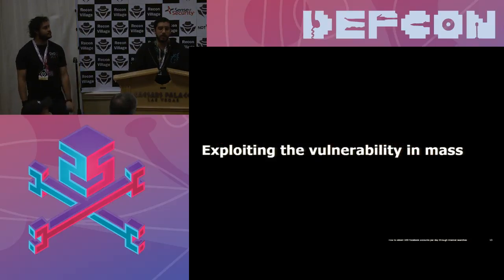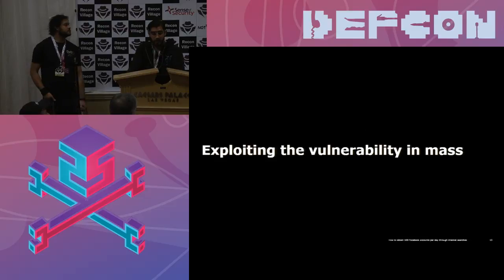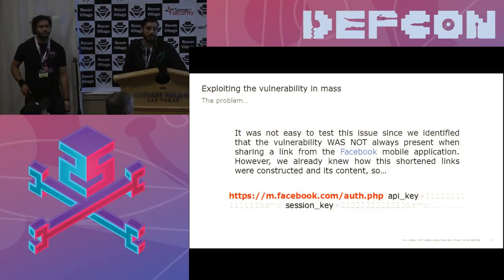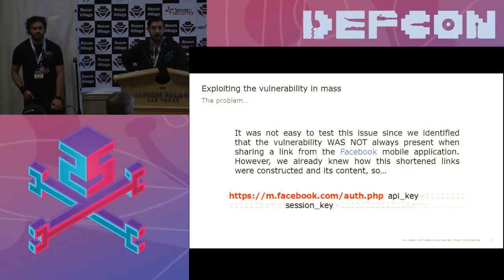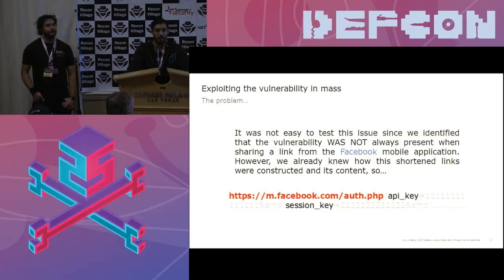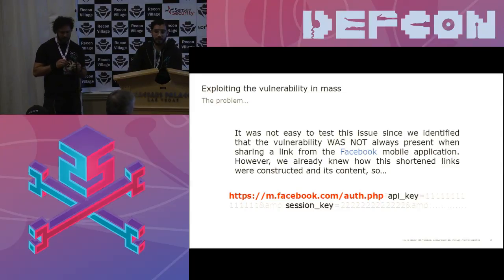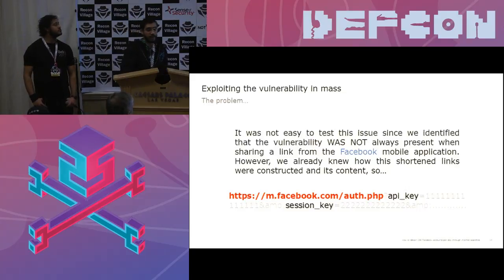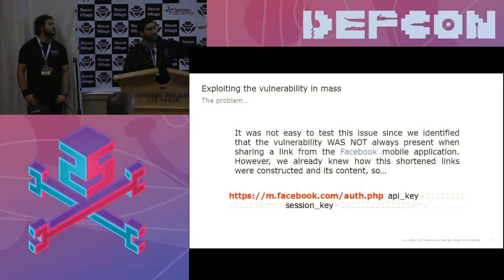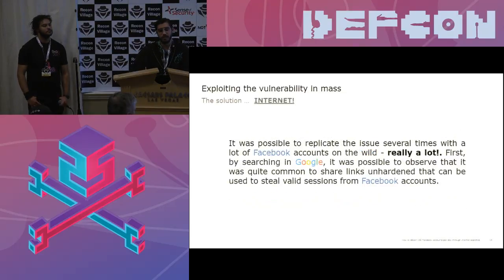Okay, and how do we exploit this vulnerability in mass? It was not easy to test this issue when we identified the vulnerability, because it's not always present when sharing a link from the Facebook mobile application. However, we already knew how these shortened links were constructed and their content. This is the structure of a vulnerable link. You can see the API key and session key. So the solution was the internet.